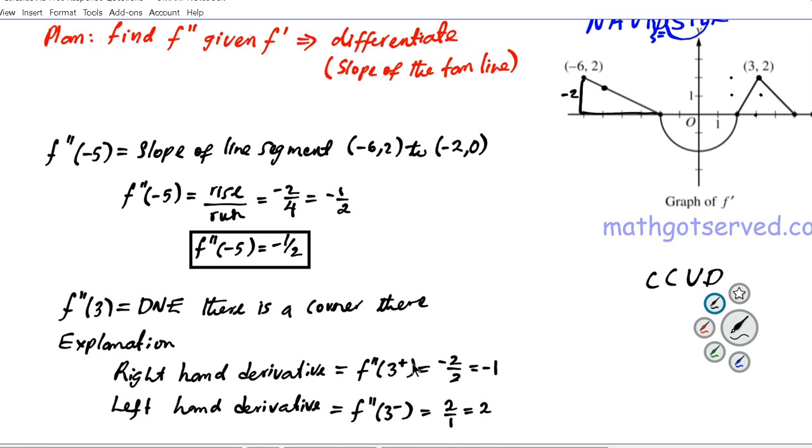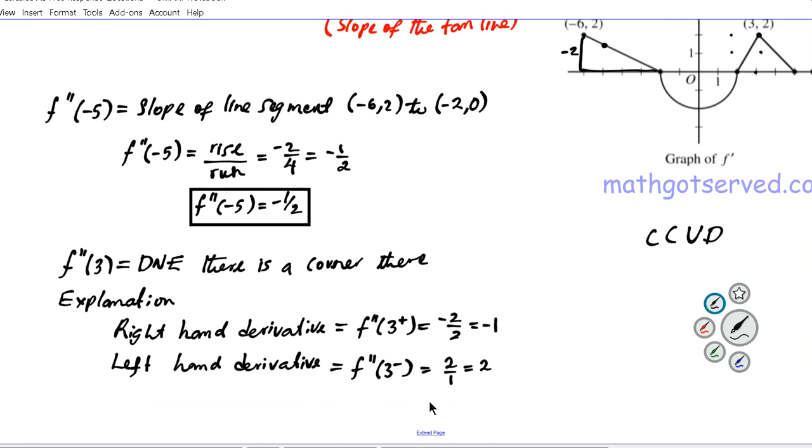Okay, so since the right and left hand derivatives are different, then the derivative does not exist. Since f double prime from the right is not equal to f double prime from the left, it follows that the double-sided derivative does not exist.